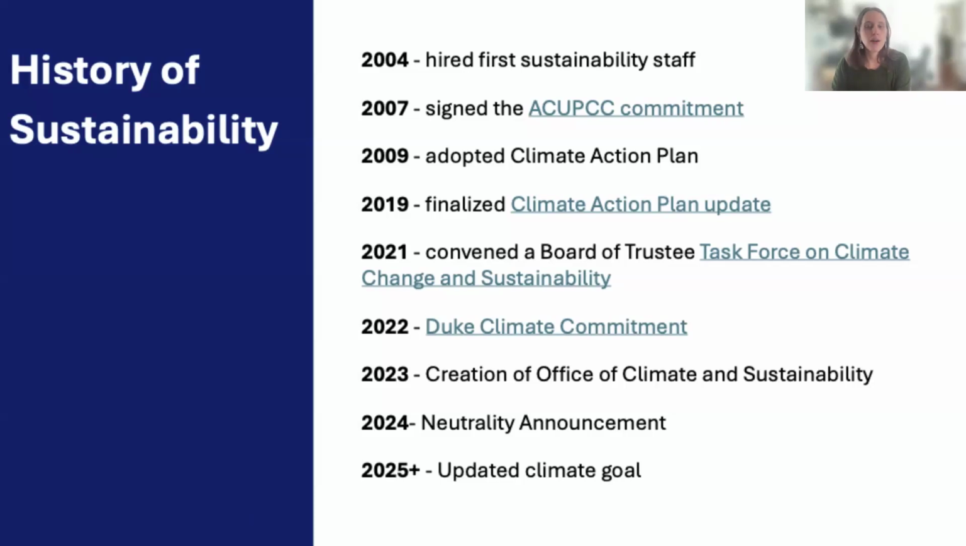So in 2007, we signed the American Colleges and Universities President's Climate Commitment through Second Nature and set a 2024 neutrality goal. In 2009, the university adopted its first climate action plan. And in the same year, they also established the Duke Carbon Offsets Initiative, which was an office focused solely initially on developing offset projects and researching them. And then it later transitioned to focusing on purchasing and evaluating carbon offsets. This climate action plan was updated in 2019, and we're just announcing in 8 days that we've met our neutrality goal of 2024.